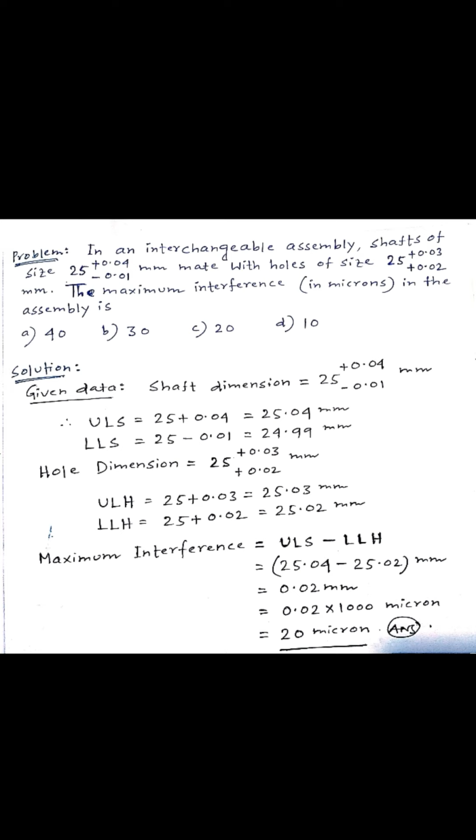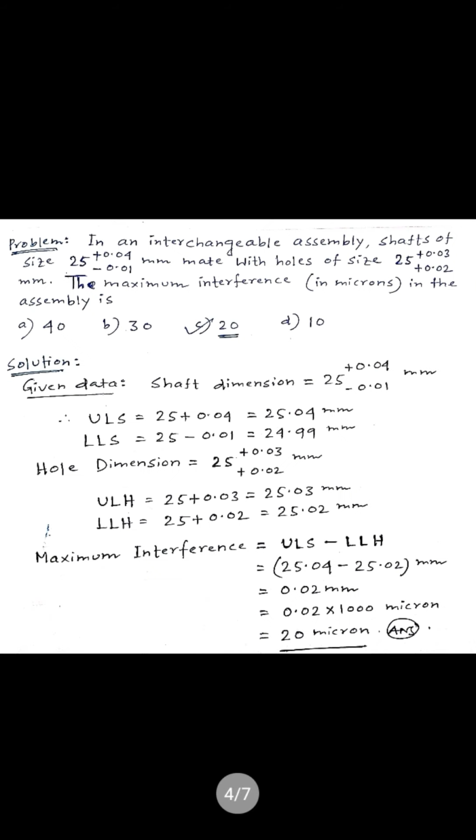So the maximum interference is upper limit of shaft minus lower limit of hole, that is 25.04 minus 25.02 mm, which equals 0.02 mm. To convert it into microns, we have to multiply it by 1000. So the answer is 20 microns. So the correct answer is option C, that is 20 microns.